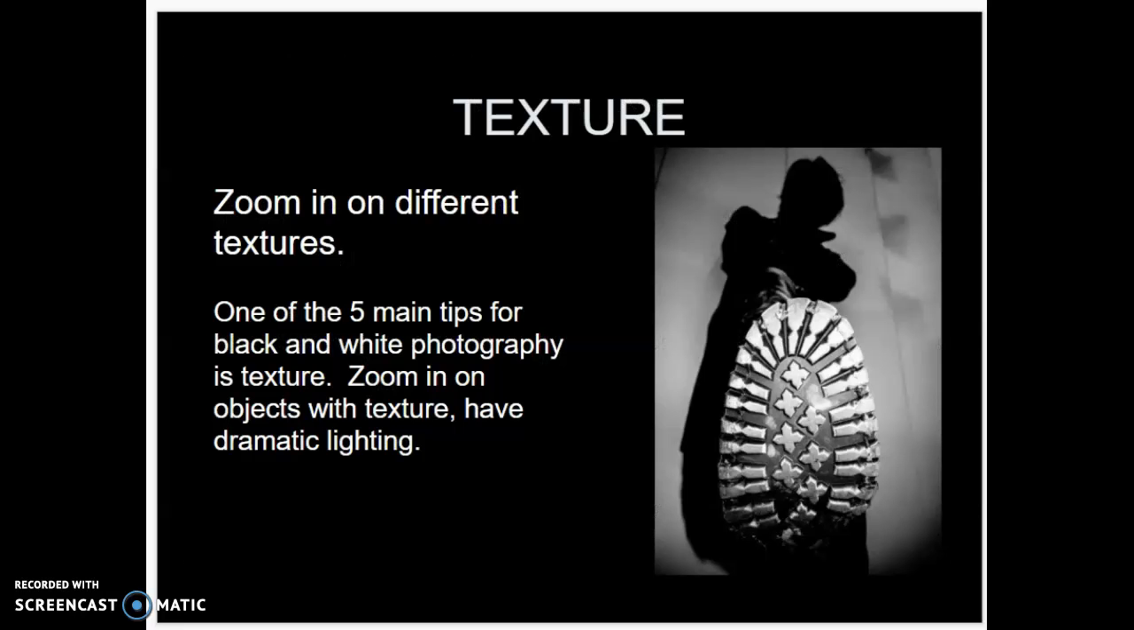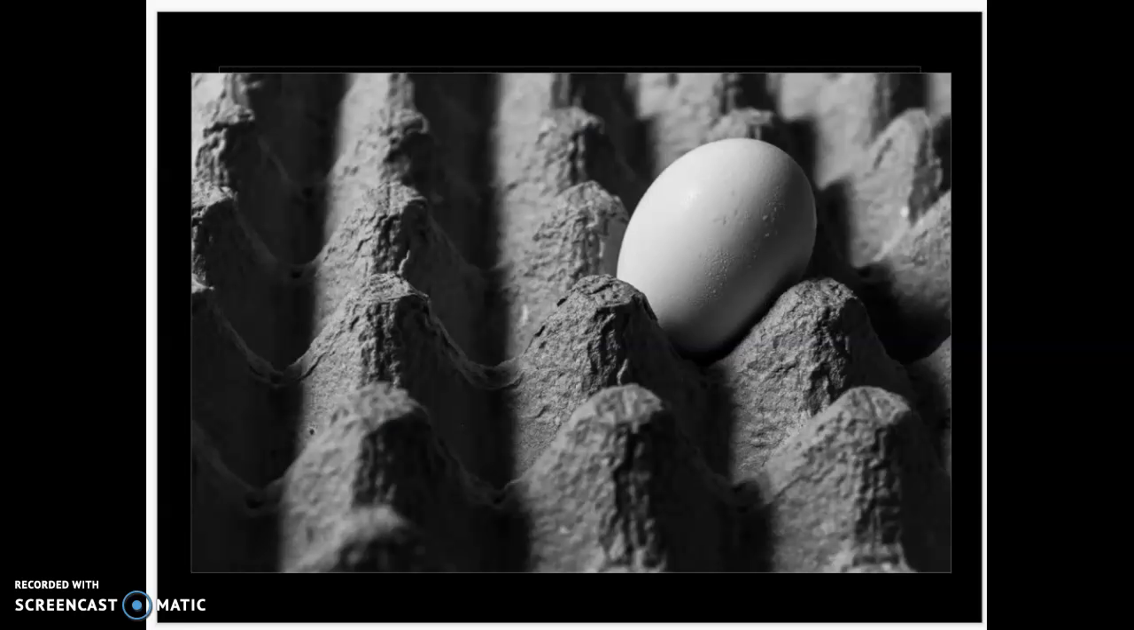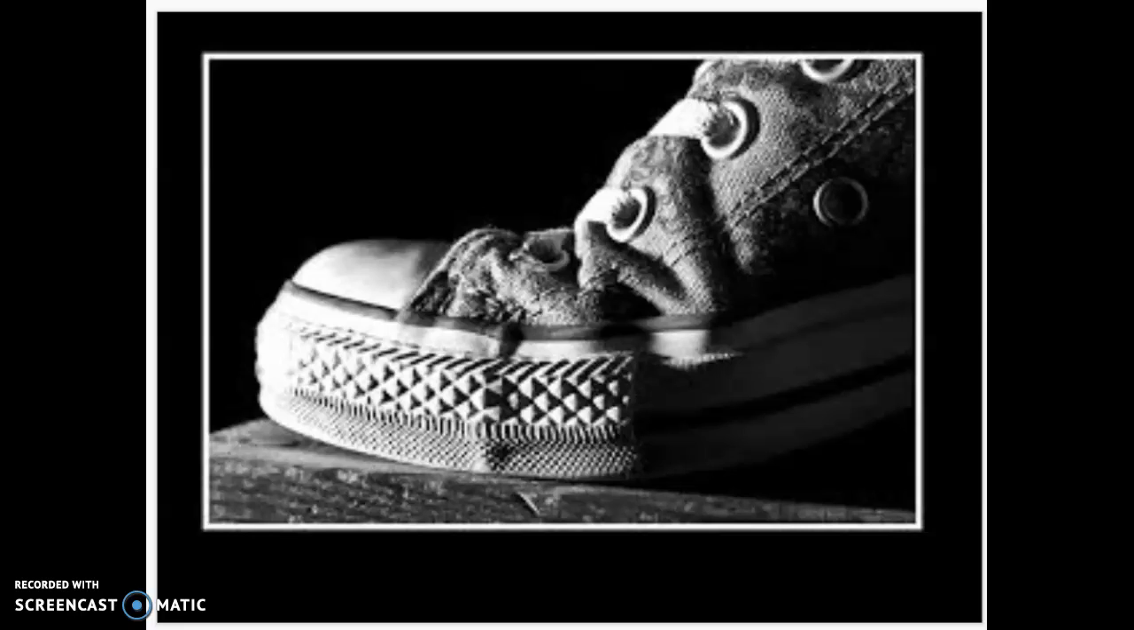The last category is texture. Zoom in on different textures. And I'm hoping if we have time to put up the light boxes in class and you'll bring in some objects that we will shine some light on and get some interesting pictures that way. So think about everyday objects that have texture. Zoom in on the objects. Make them look interesting. Use the attribute of light to really focus on those textures.